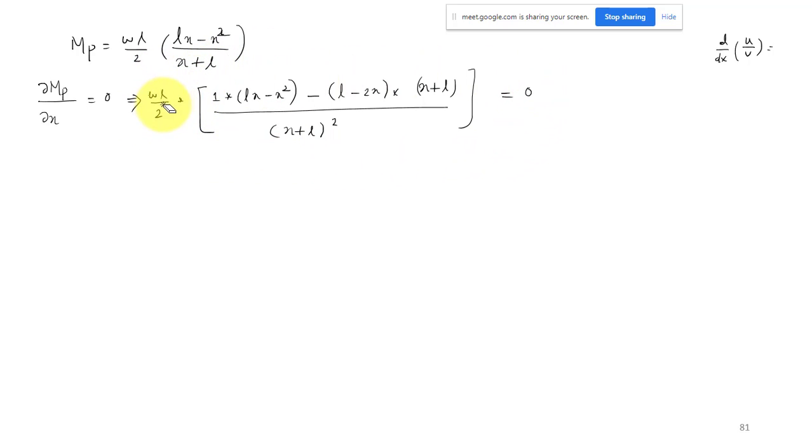This one into this one should be 0. That means this term must be 0, that means your numerator must be equal to 0. Finally, you will get the condition: Lx minus x square, minus L minus 2x, into x plus L, which is equal to 0.